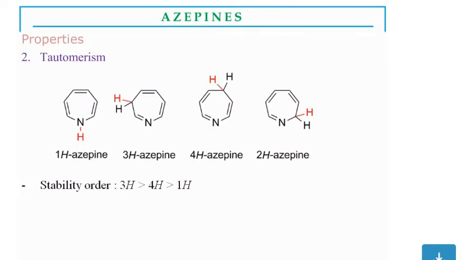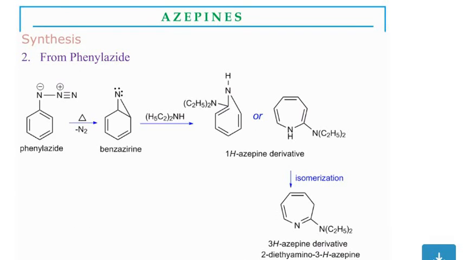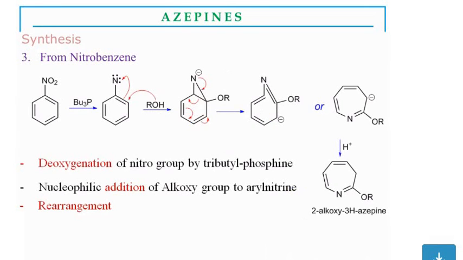You can see 1H azepine, 3H azepine, 4H azepine, 2H azepine. Stability order 3H, 4H and 1H. Valence bond isomerization, you can see from benzene, you can go very easily with ring expansion and isomerization, you will get the 3H azepine. So from phenyl azide, benzazepine and 1H azepine derivative, you will get the 3H azepine derivative. From nitrobenzene, you will get the 2-alkoxy 3H azepines.